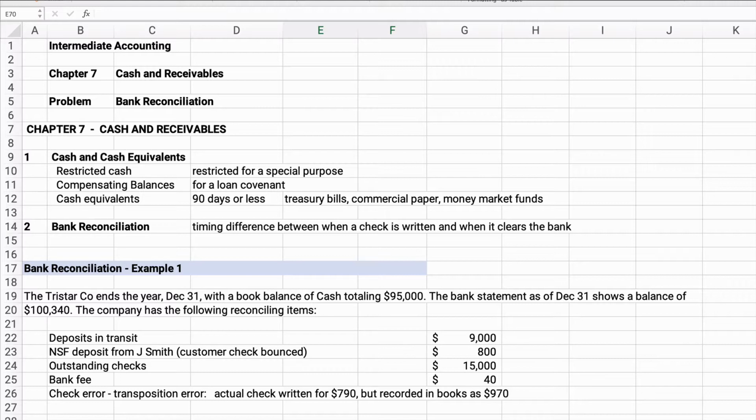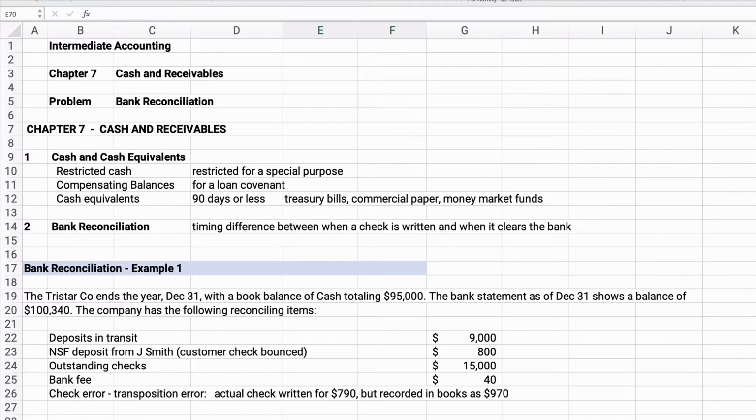Now, the idea of cash and cash equivalents are any instrument that's 90 days or less that is very, very near cash. So the best examples are treasury bills, commercial paper, or money market funds. Those would go collectively into the cash account. So the official name for cash is cash and cash equivalents.